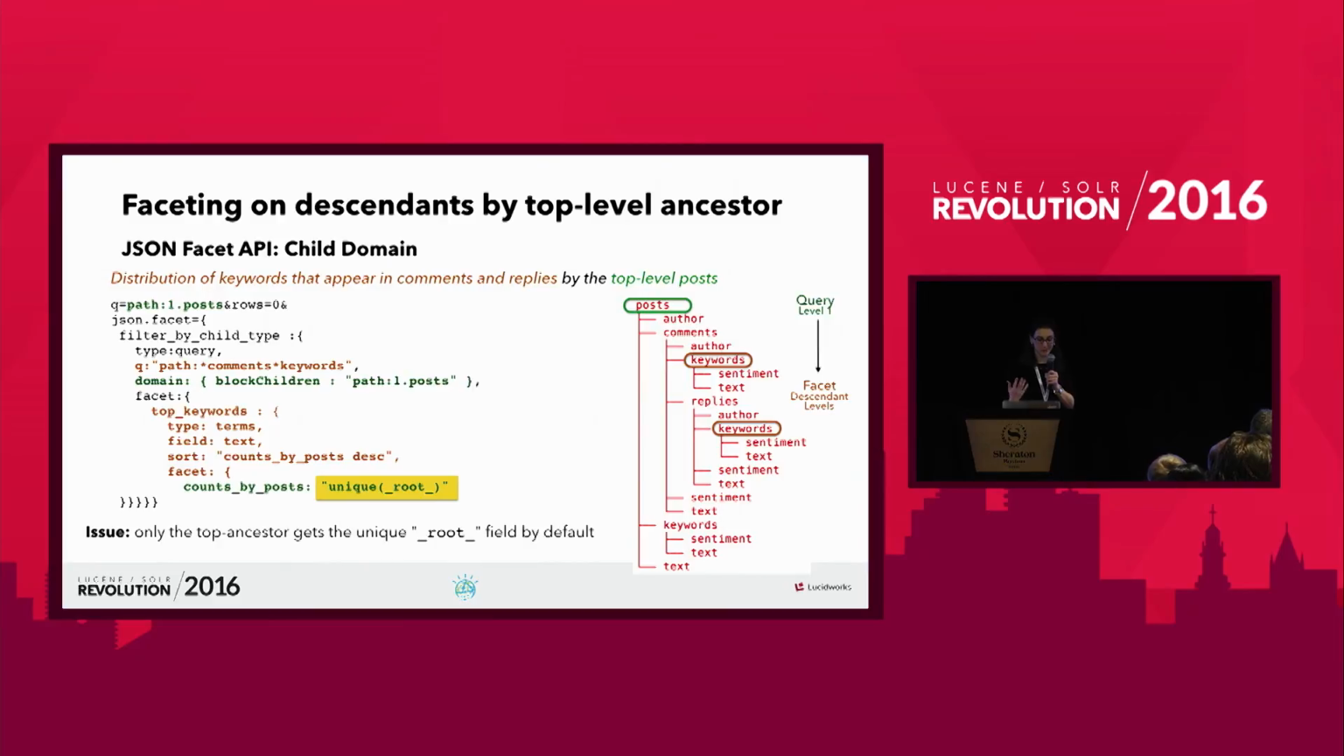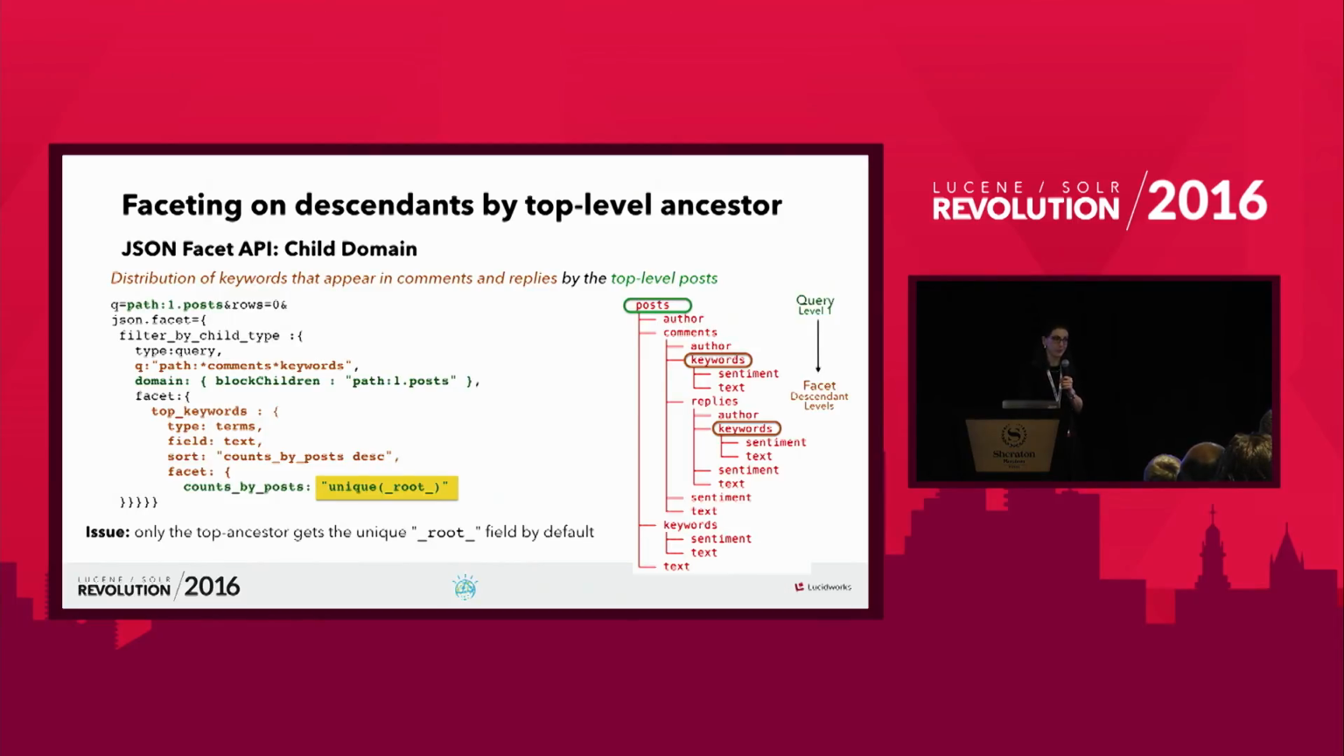So it means that our query is actually, more like this chapter should be called faceting on descendants by top level ancestor. And the issue is that if we want to find a distribution, say by comments, we need to find a field that would be specified on the comment level documents that would have a unique ID, a unique number for each of those. By default, this is not provided. By default, only top level documents get this field.